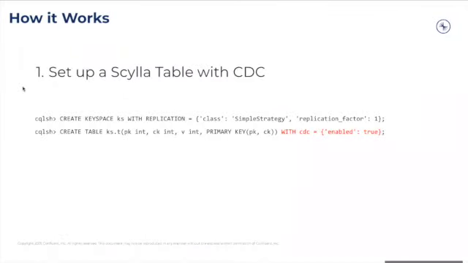Let's look at how this looks. So I'm going to create a keyspace here. That's just a very basic keyspace called KS, then create a table. It's got a primary key and a couple of columns, and I'm enabling CDC, that magical Scylla feature where it just does all the work for me. And I don't even say thank you. It just does it. It asks for nothing in return.